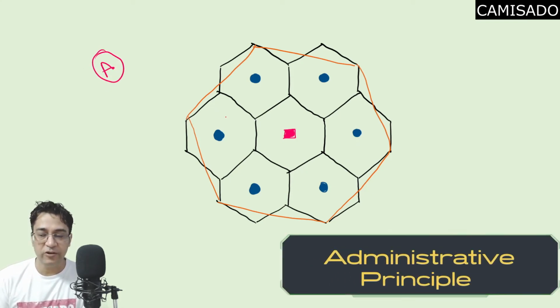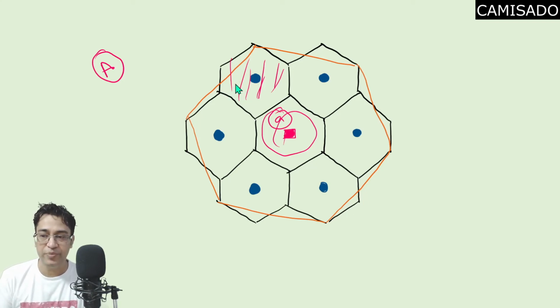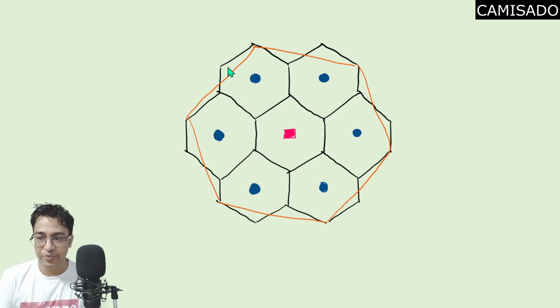In the administrative principle, this central place should not just serve its own complementary area, it should also provide administrative services to the immediately lower order central places. But in administration there can be a problem where some area may not come in it. So that is why he did this thing. He left out this area from the complementary area of this central place.